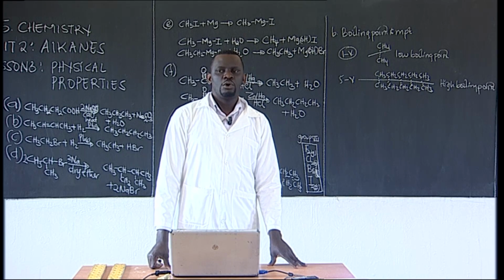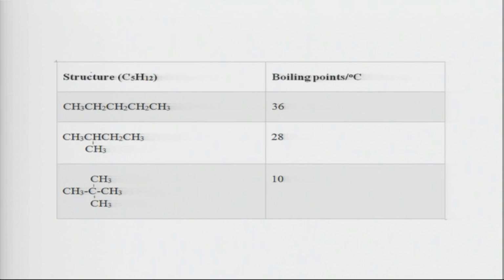An example. When you have a straight chain, you will see it has 36. When we have one branch, it is 28. Then the more the branches, the lower the boiling point. So as the branching is increasing, the boiling point gets lower. Someone may ask why?